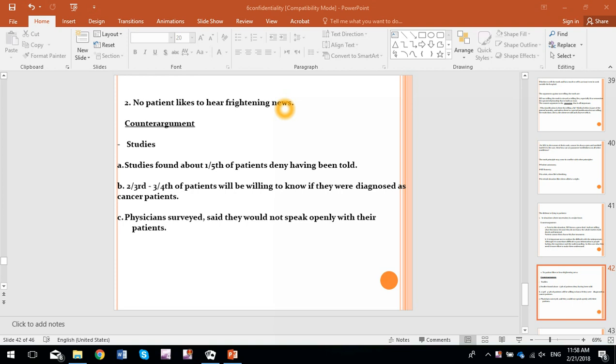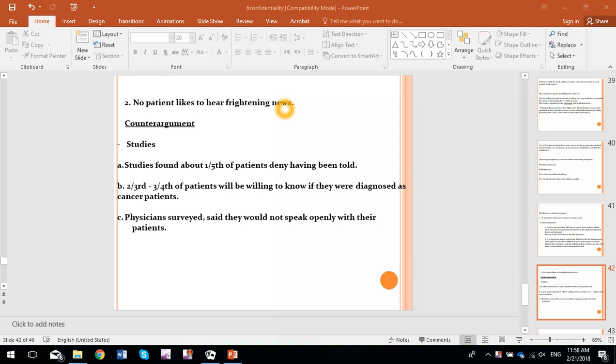A second group of studies showed that two thirds to three quarters, up to 75% of patients, will be willing to know if they were diagnosed with cancer. And this is the opposite of the claim that no patient likes to hear frightening news. Studies say no, up to 75% of patients were willing to know if they have cancer.